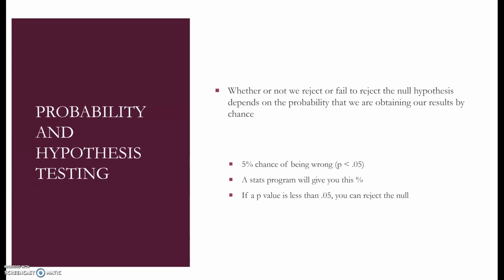We want to make sure that the difference we find, or the effect we find, can only occur by chance less than 0.05 of the time. If we try something 100 times, this kind of result will only show up by chance less than 5 times. That's what it means. A stats program will give you this percentage, or a p-value.